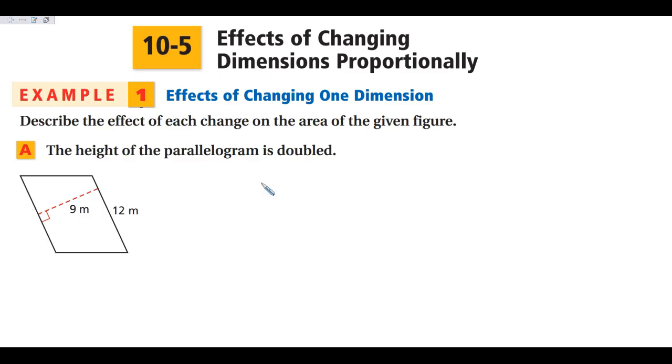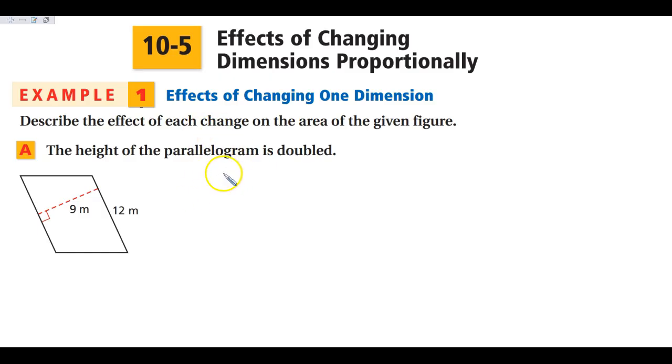All right, so the first thing I'm going to do is there's two ways we can do this. One, I can find the area of the original parallelogram, and then I can find the area of the parallelogram if I double the height, and then I can compare the two. Okay, so you always have the fallback of plugging in the numbers and finding the actual areas. However, it's not always the easiest thing to do.